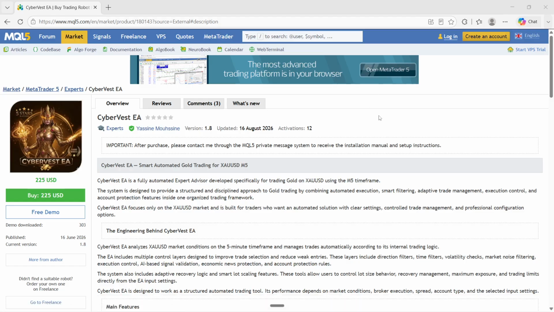Overall, the CyberVest EA is a structured XAUUSD M5 system with multiple filters, AI signal validation, news protection, and adaptive recovery plus smart loss scaling. My shared backtest showed a net loss. This is quite opposite to what we saw on the website here, with moderate drawdown and low history quality. Independent configuration, testing, and conservative handling of the recovery modules are essential. Always trade with money you can afford to lose.